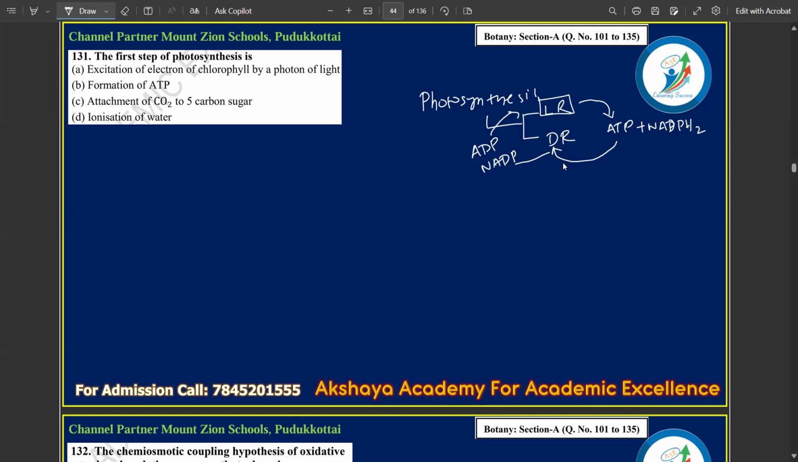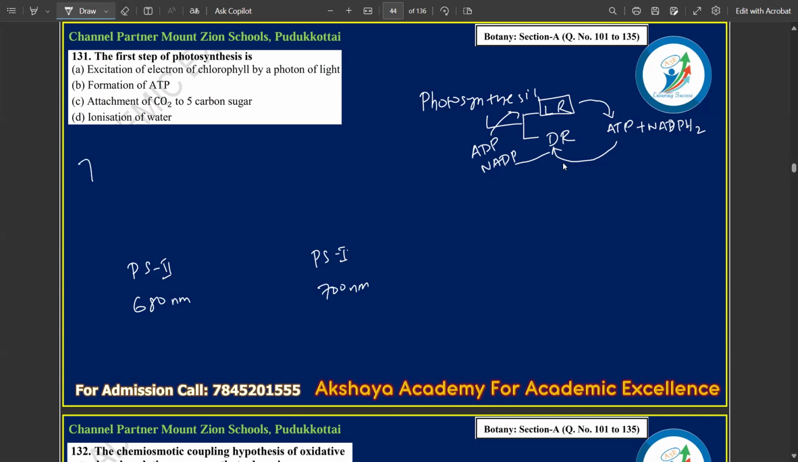Now, the light reaction consists of cyclic photophosphorylation and non-cyclic photophosphorylation. Non-cyclic photophosphorylation gives you the NADPH2 as well as the ATP. It consists of two photosystems, photosystem 2 and photosystem 1. Photosystem 2 runs on around 680 nanometer wavelength, and photosystem 1 runs on around 700 nanometer wavelength.